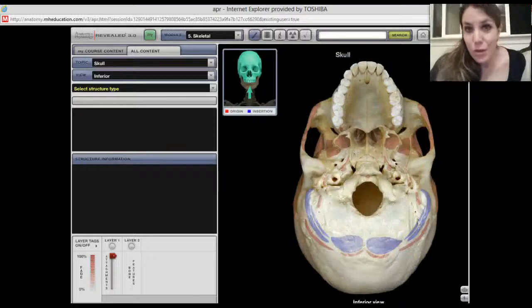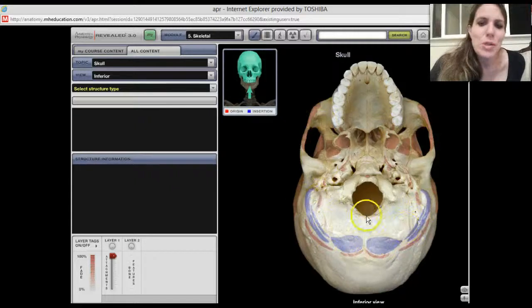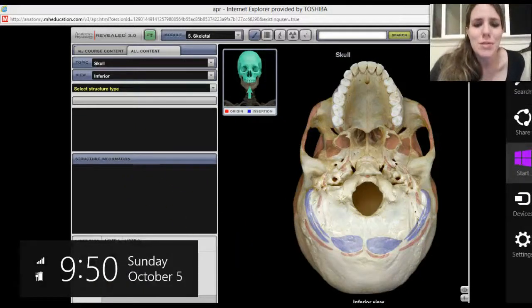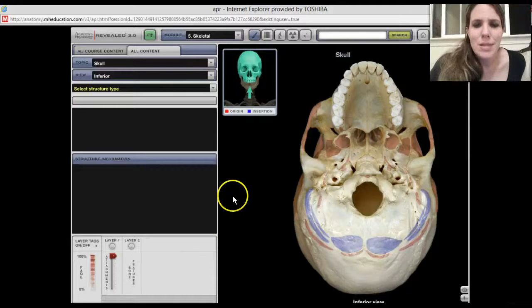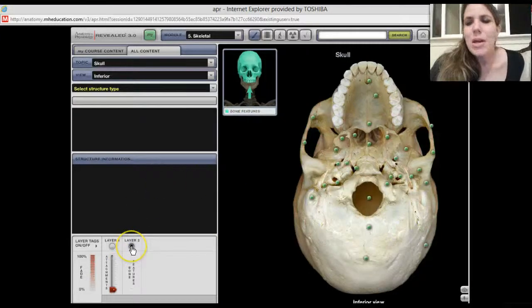Here we go. So here we are at our inferior aspect of the skull in AP Revealed. So notice the muscle attachment points. I mean, look at this. Tons of muscles originating from the inferior skull, and some insertion of muscles towards the posterior part of the inferior skull. So lots of stuff going on there. So let's go ahead and turn on our tags and see how you do.